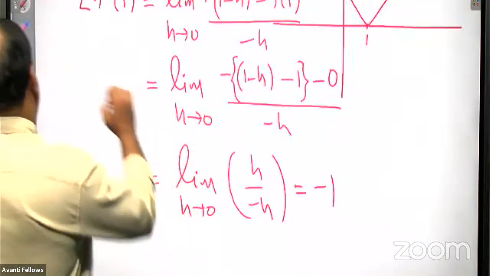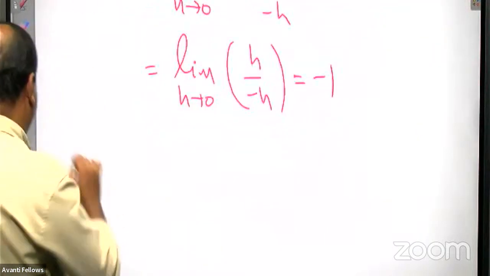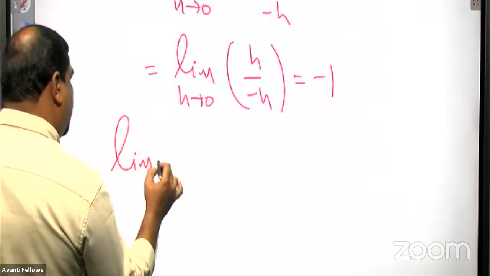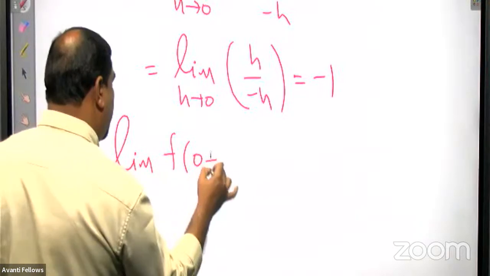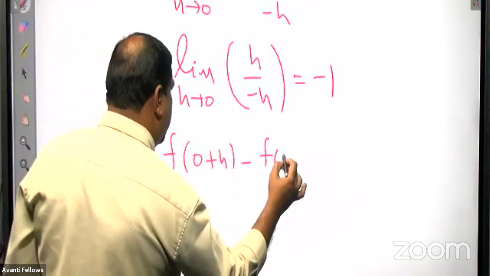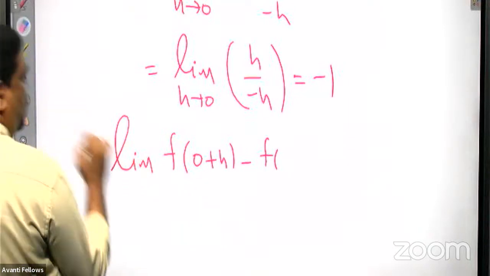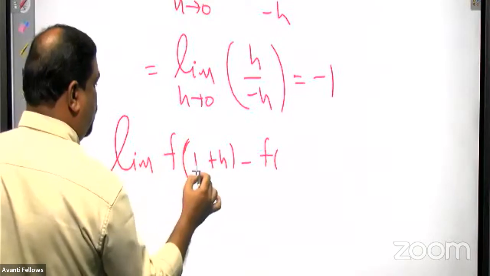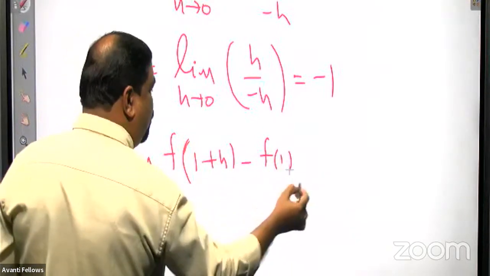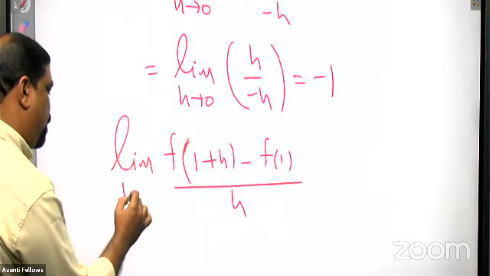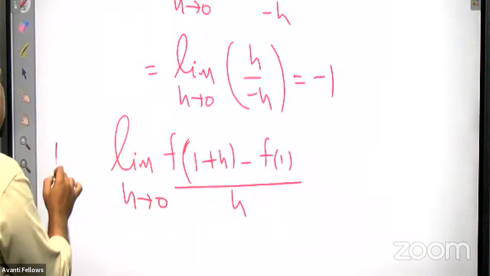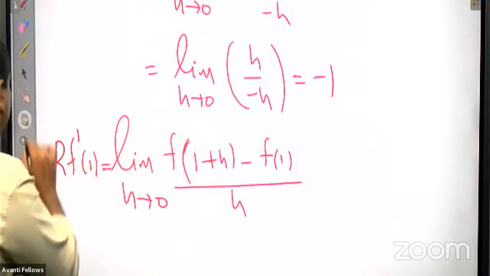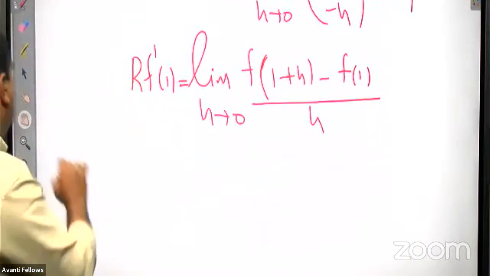Okay. Now let us find the right hand limit. Limit of f of 1 plus h, sorry, the point is 1. So we have to write f of 1 plus h minus f of 1 divided by h, as h tends to 0. Okay. This is the right hand derivative at the point 1.